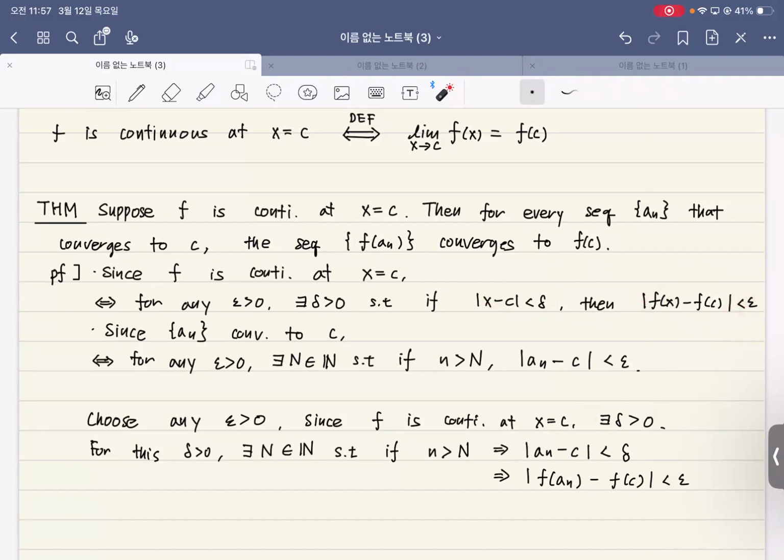All right, okay. But anyway, let me summarize this. For any epsilon, I was able to find a positive integer N such that if n is greater than N, then |f(a_n) minus f(c)| is known to be less than epsilon. So this proves that the sequence f(a_n) is converging to f(c). Okay, good.